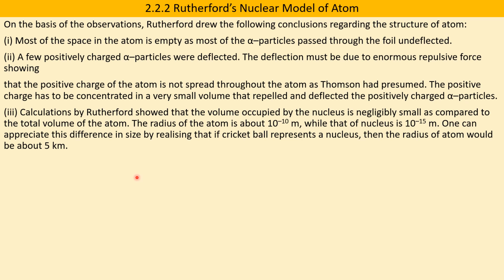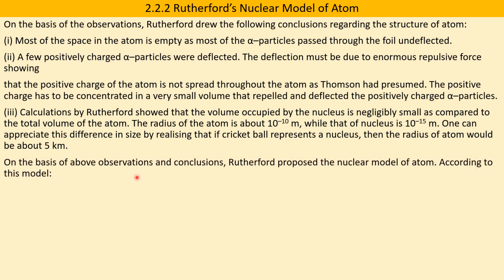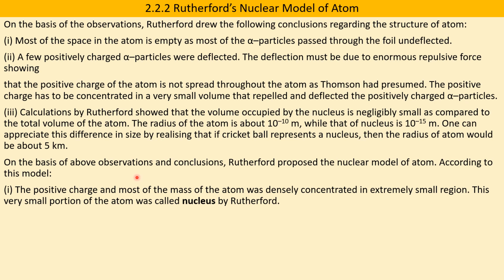On the basis of these observations and conclusions, Rutherford proposed the nuclear model of the atom. Hence, according to this model, the positive charge and most of the mass of the atom was densely concentrated in a small region, and this very small portion of the atom was called the nucleus. Please underline nucleus, by Rutherford.